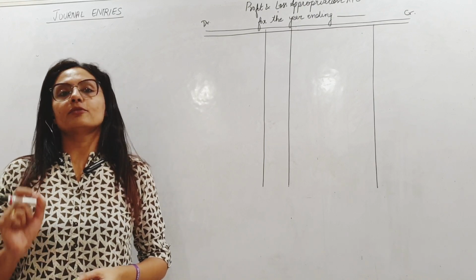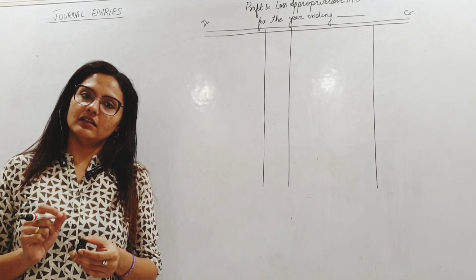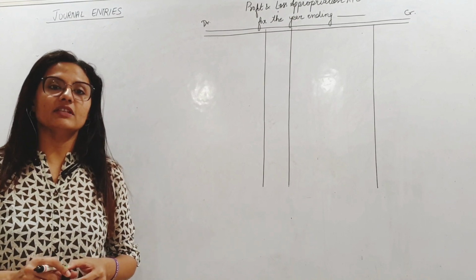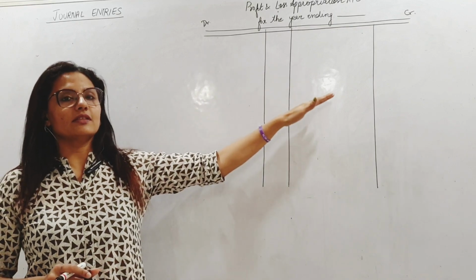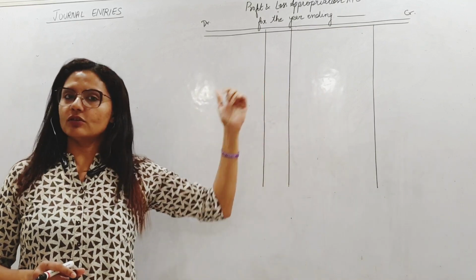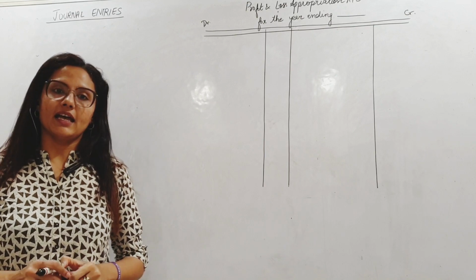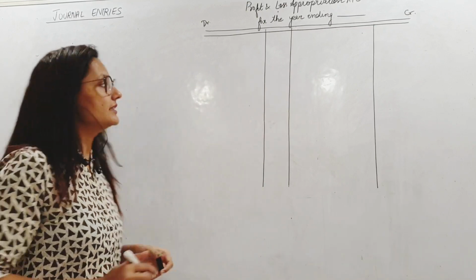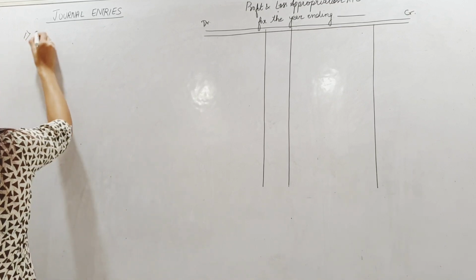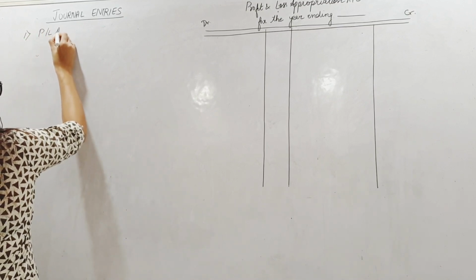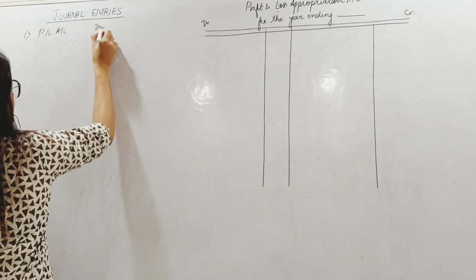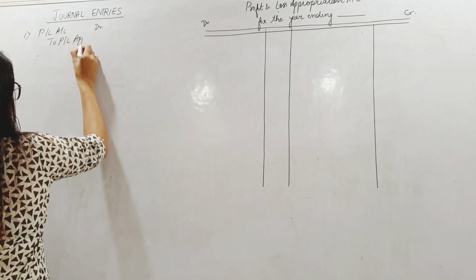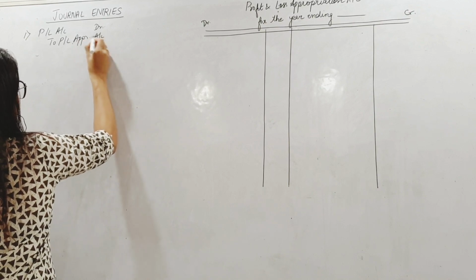We determine the profit or loss in the PL account, and whatever profit we get from there, we transfer it and bring it to this account. For that, we need to close the profit and loss account, and we need to put this profit here. So the journal entry for that is PL account debit to profit and loss appropriation account.